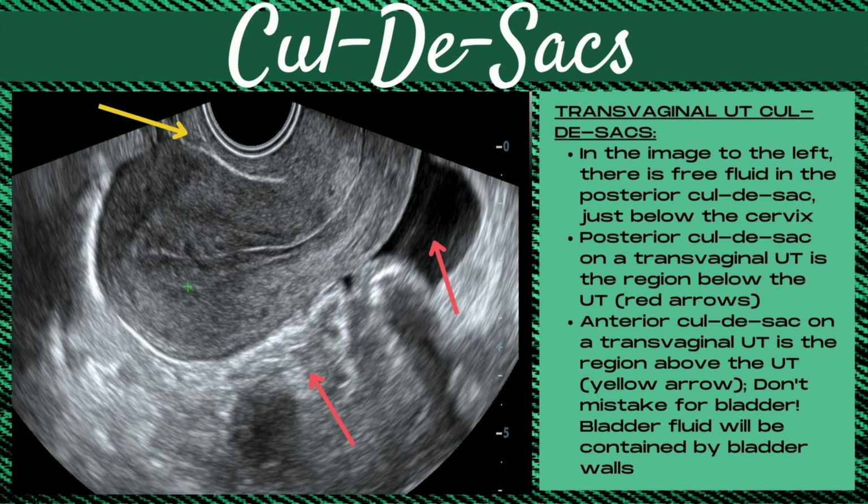This is an image of the cul-de-sacs in a transvaginal uterus. The red arrows point to the posterior cul-de-sac, and you can see that below the region of the cervix is some anechoic free fluid. The yellow arrow is pointing to the anterior cul-de-sac, and this is also another potential space for free fluid to collect that would be visible on a transvaginal ultrasound. It's really important not to mistake the bladder for fluid in the anterior cul-de-sac. The bladder fluid will be contained by the thick bladder walls.